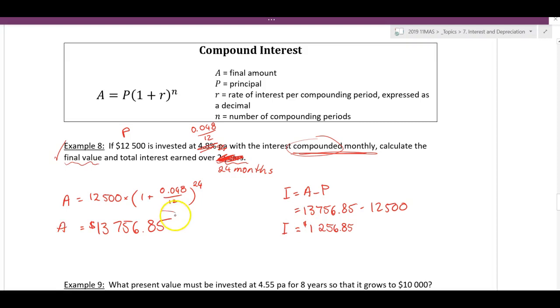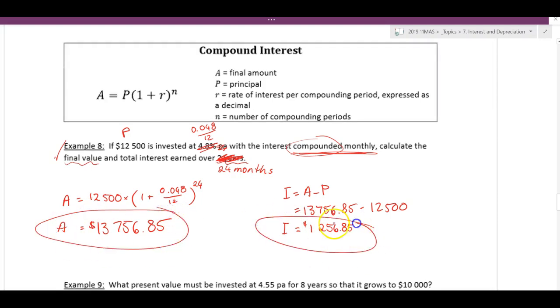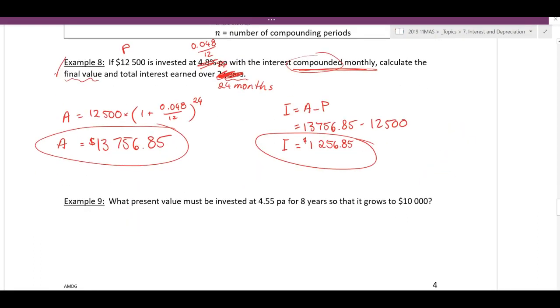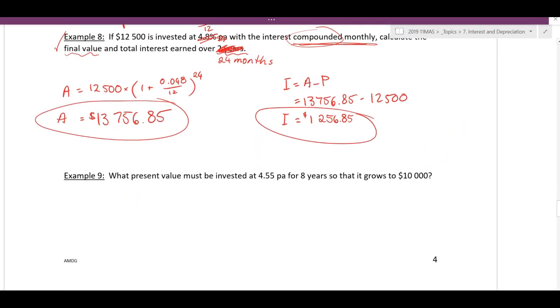Okay, so those are the two parts of my answer. Now, moving on to our second example for this exercise.